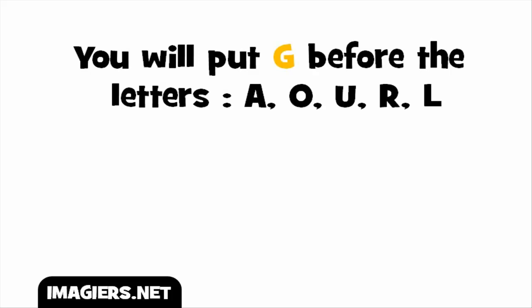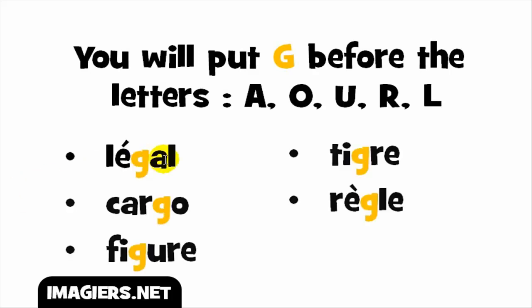Okay, so we'll see a few examples now. Let's check the first one. You can see that you've got accent aigu there, and then you've got the vowel A, and between the two you get this G letter. And so you will pronounce this word légal, okay? Légal. The second example, we've got R here, and then we've got O here. It was the second letter that we stated previously, so you will pronounce the word cargo, okay? Cargo, all right?